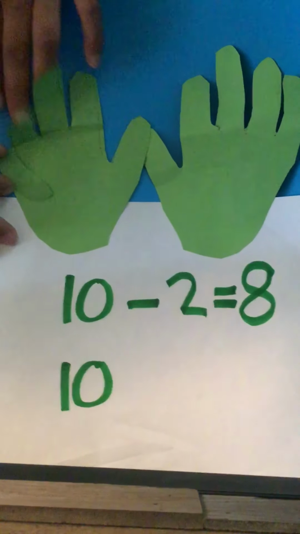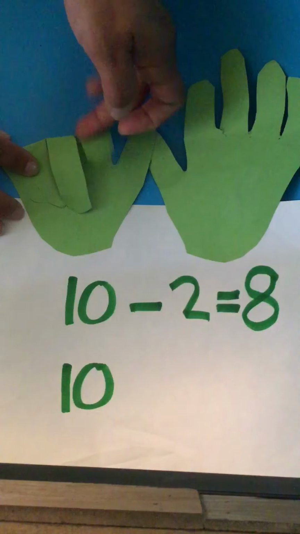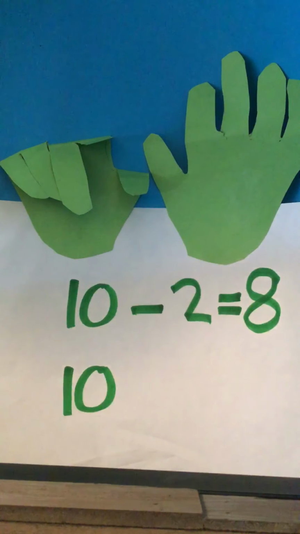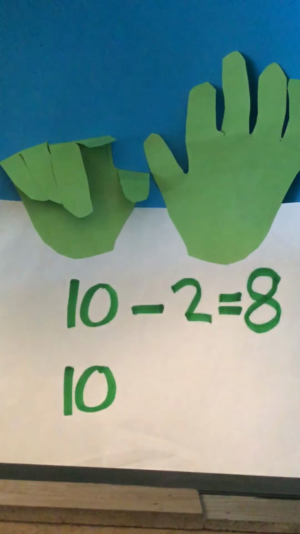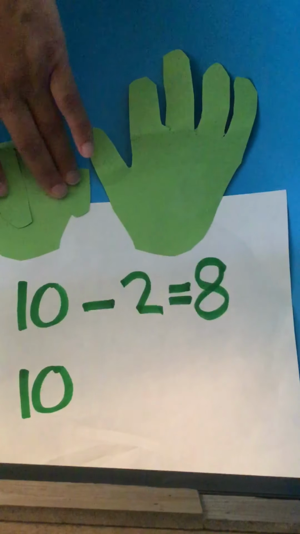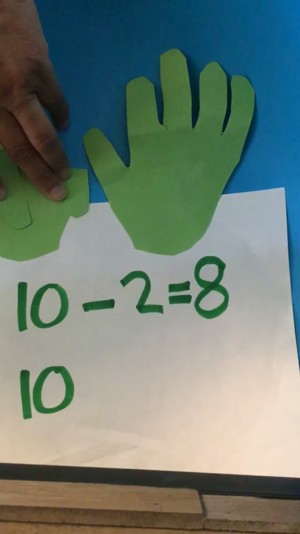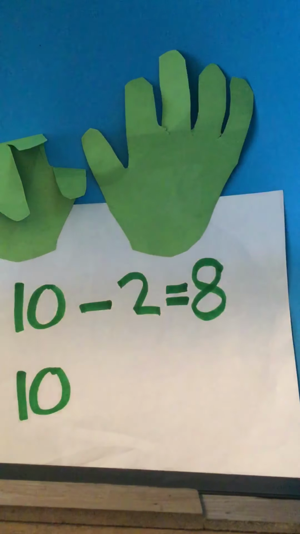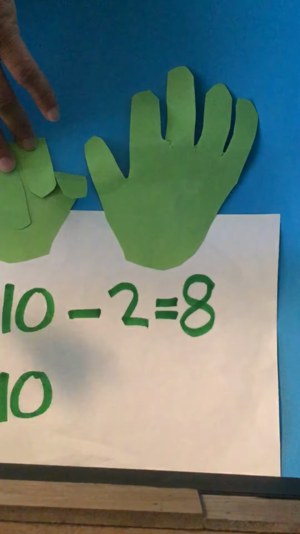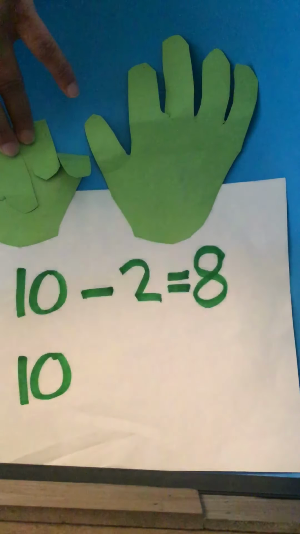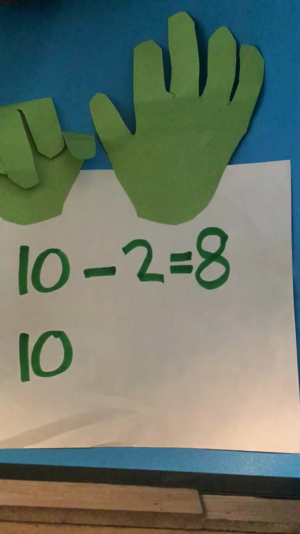5 llamas went to go take a nap. How many llamas went to go take a nap? 5. So I put 1, 2, 3, 4, 5 fingers down. What question am I going to ask? That's right. How many are left? Good. So let's count. How many are left? 1, 2, 3, 4, 5. 5 are left.